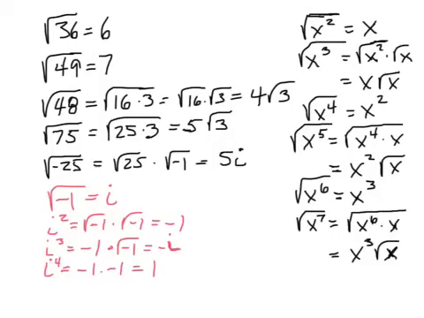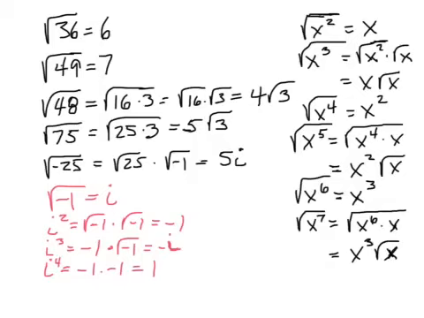In a very similar fashion, the square root of 75 is equal to the square root of 25 times 3. 25 is the largest perfect square that divides evenly into 75. I can then break it down. The square root of 25 is 5, and I'm left with 5 times the square root of 3.